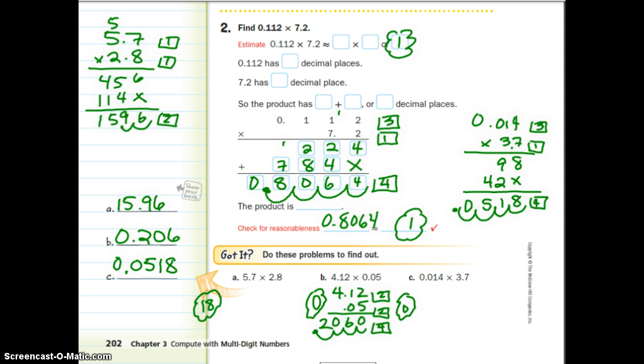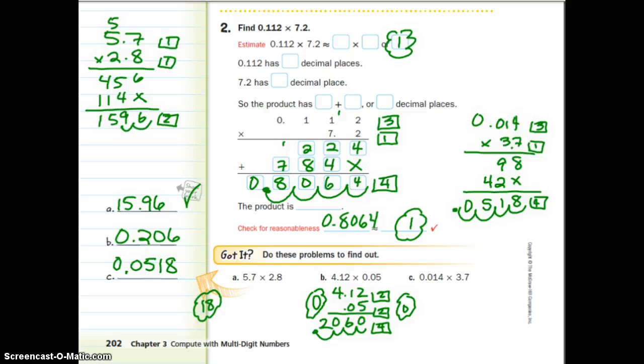Pause the video. Okay, A, I got 15.96. My estimate was 18. 18 looks really good with my estimate. I believe that. The next one I got 0 for my estimate, which meant I had to be really careful. So when I did it, I had 4 bunny hops. Notice that the last 0 on the end disappears because it's not necessary. You need it for bunny hops, and then you can get rid of it when you write your answer.